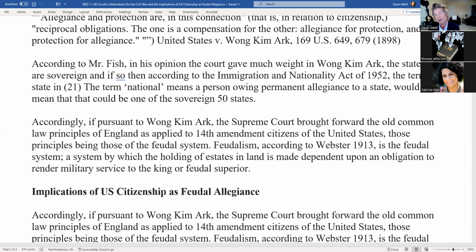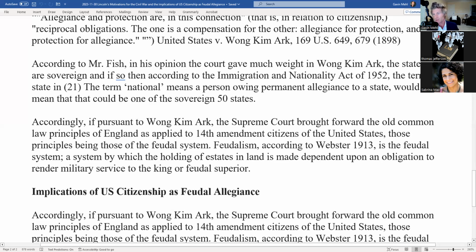And being from that background, when I read this section of the Immigration and Nationality Act, which says that lowercase s state means a national, a person owing allegiance to a state, that only could mean a foreign country to me. So I kept thinking that this is absolutely irrelevant to the states of the Union, because the states aren't sovereign. They can't be sovereign. That was my prior thinking. But according to the Wong Kim Ark decision, the Supreme Court brought forward the old English common law principles under England as applies to the 14th Amendment citizens of the United States.